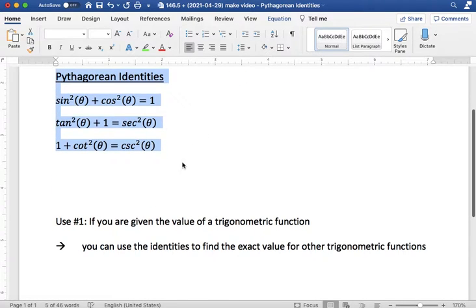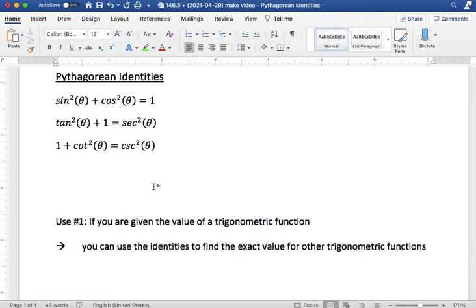Well, one way we can use Pythagorean identities is if you're given the value of one of the trigonometric functions, so either sine, cosine, tangent, cosecant, secant, or cotangent. You can use that value to find the exact value for the other trigonometric functions. So if you're given one of those six, you can use it to find the exact value for the other ones.